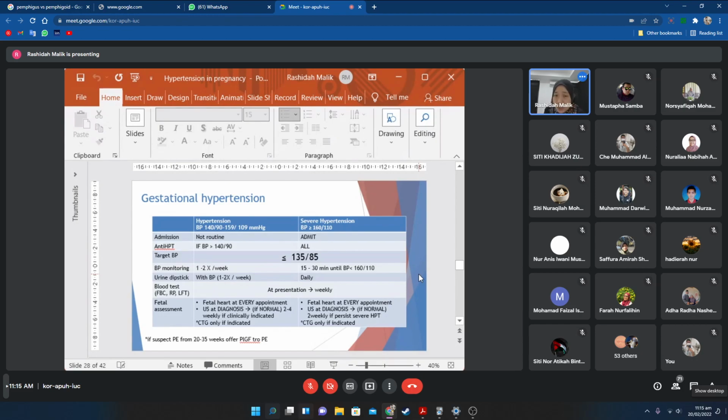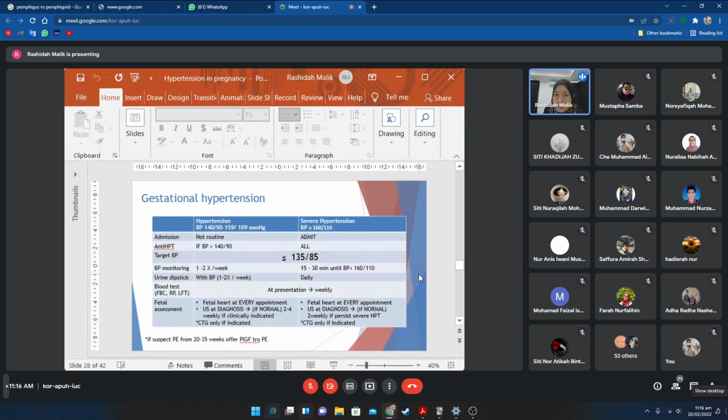How do you monitor? If the patient is severe and you admit the patient and the BP is still severe, you will need to monitor BP every 15 to 30 minutes until the BP is less than 160 over 110. If it's not severe hypertension, maybe once or twice per week.